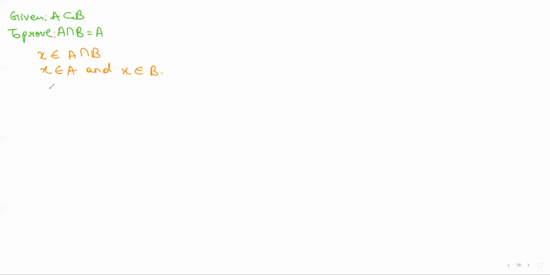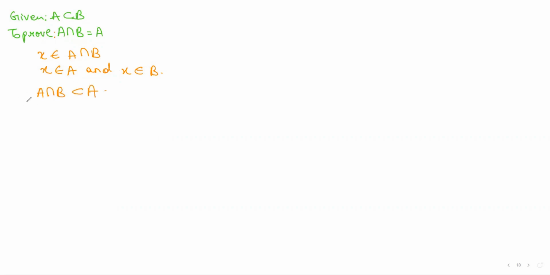It's given that A is a subset of B. So any element which is present in A will also be present in B. Here X was belonging to A intersection B, and you came to a conclusion that X belongs to A and X belongs to B. That means X belongs to both A and B. So definitely A intersection B is a subset of A.